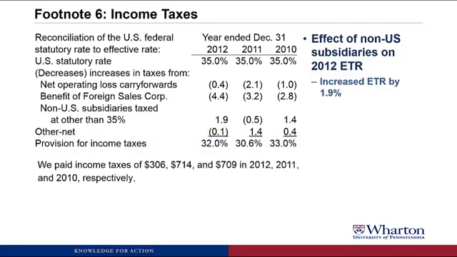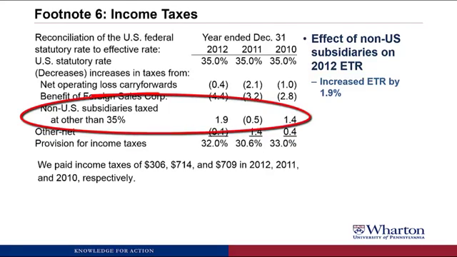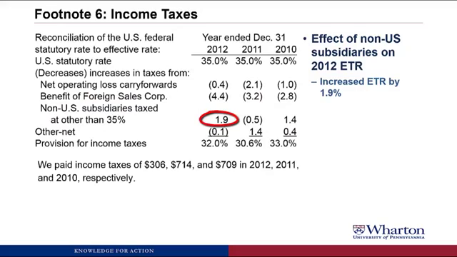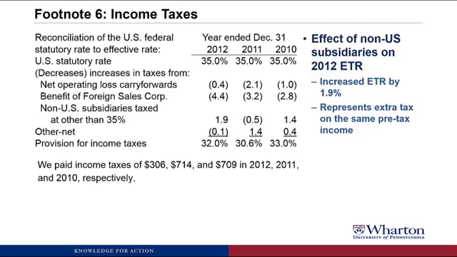The question was what happened with the non-U.S. subsidiaries, and as you can see on this line here, non-U.S. subsidiaries taxed at other than 35% increased the effective tax rate by 1.9%. So what that represents is essentially extra tax on the same pre-tax income. So we have that extra tax for the financial statements that affects our income tax expense, but that doesn't ever show up on our tax return. We can't use that extra tax as a deduction on our taxable income. So it's a permanent difference. It never reverses. And so it's one of the things that shows up in this reconciliation.